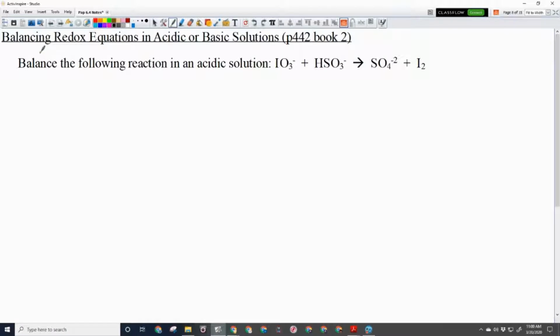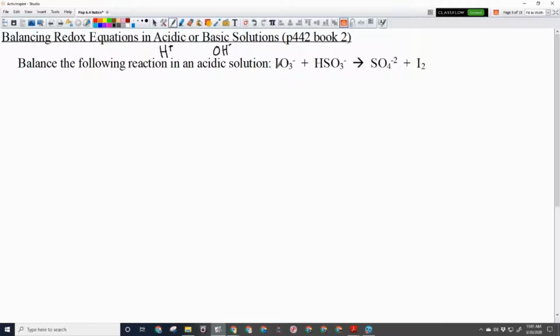Okay, so for this, we're going to balance our redox equation in an acidic or basic solution. This is on page 442 of book 2. It goes through this explanation if you want to look over that. All right, so for this first one, we're going to balance this reaction in an acidic solution. Now remember, acidic solutions contain hydrogen ions, and basic solutions contain hydroxide ions. So when we end up with our final answer, it's going to have H plus because it's in an acidic solution. Let's see if it all works out.